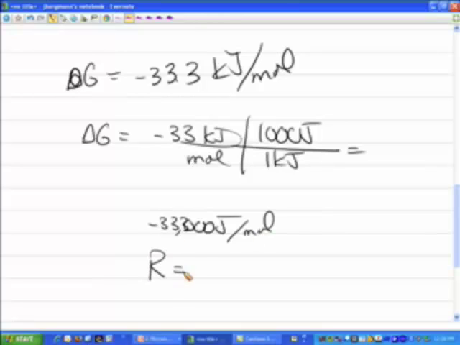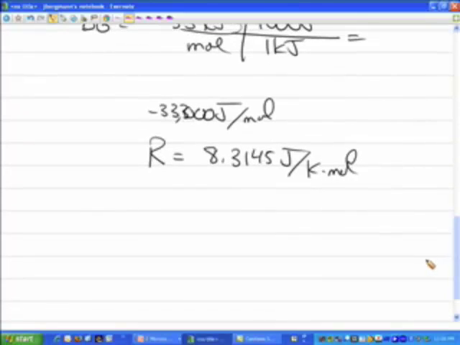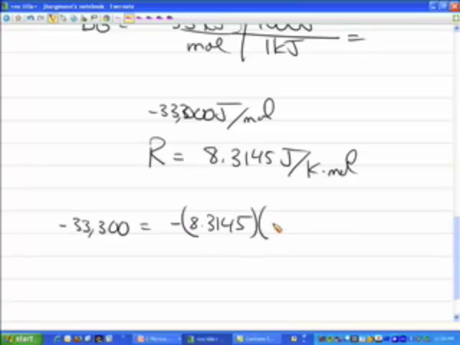Now why do I do that? Because if you recall, R, the gas law constant, is 8.3145 joules per Kelvin mole. So I must have like units. I could have converted R into kilojoules, I just find that a little bit cumbersome. So negative 33,300 is equal to negative, because it's negative RT, 8.3145. I won't put the units on here. And the temperature, I didn't see 25 Celsius, so it's 298 Kelvin, just add 273 to that, times the natural log of K.